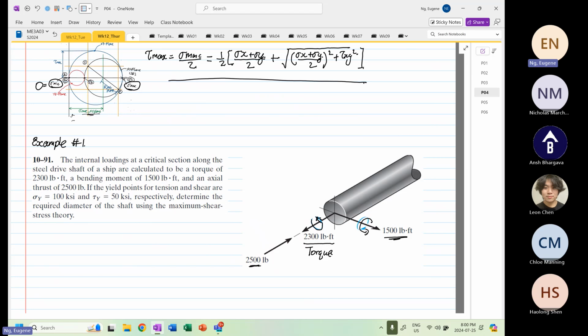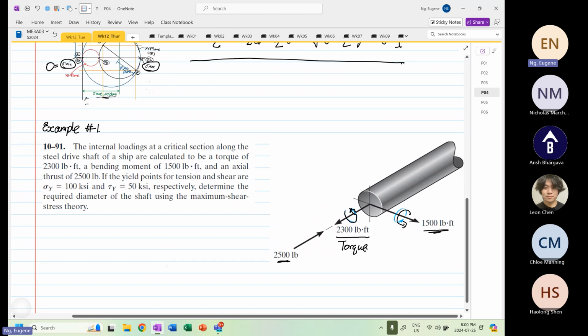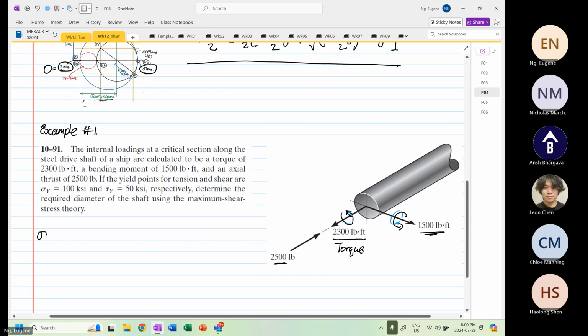It also gives us the yield point in tension. So we know that the yield in tension given to us is positive 100 times 10 to the power 3 pounds per square inch. This is a material property given to us. And then the shear stress in yield is equal to 50 times 10 to the power 3 psi. Again, this is given to us.